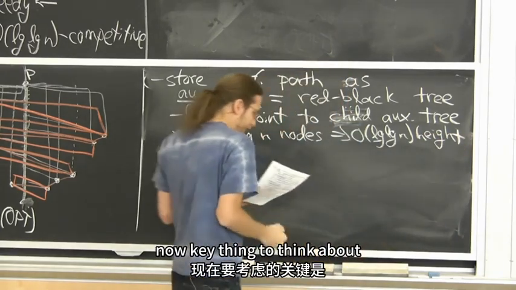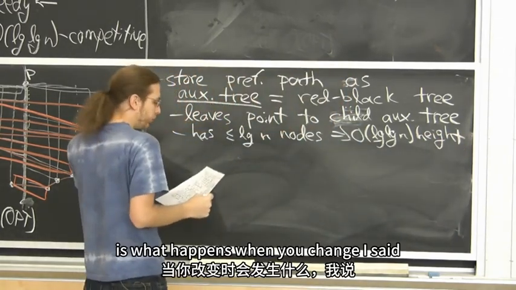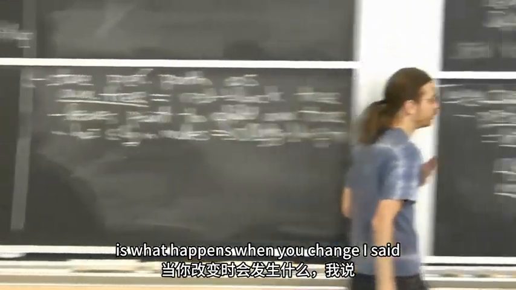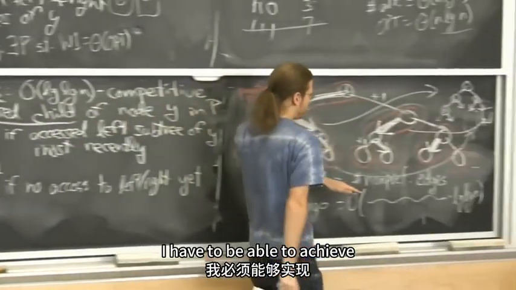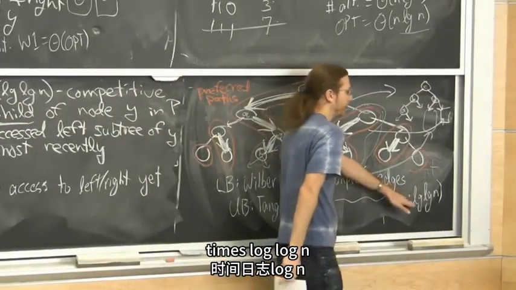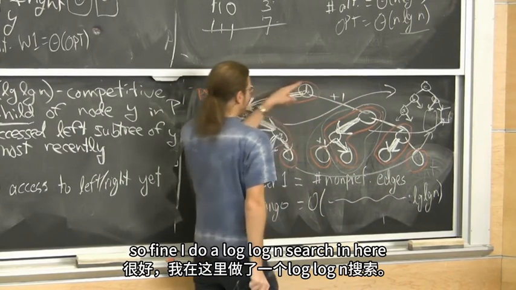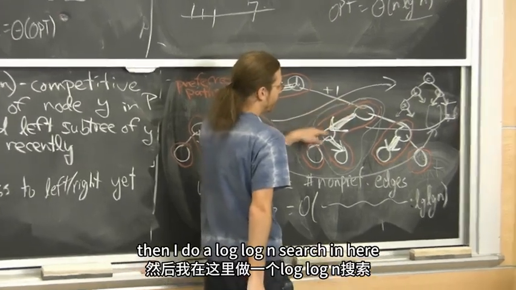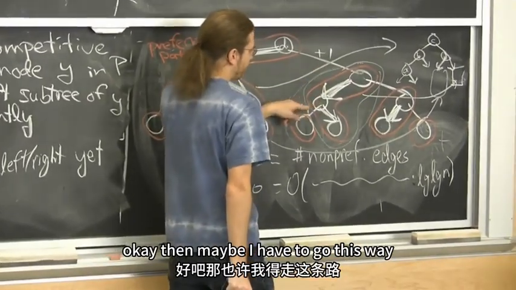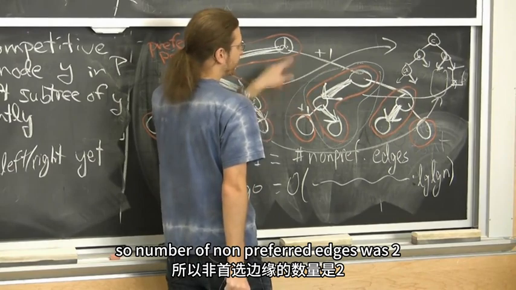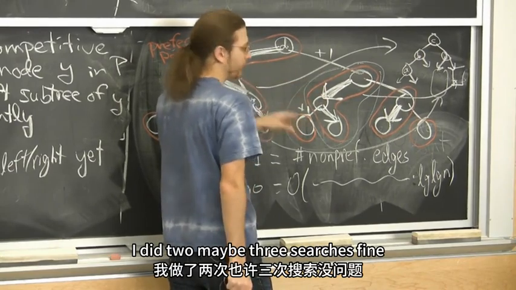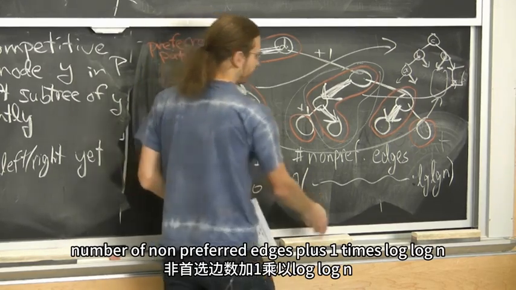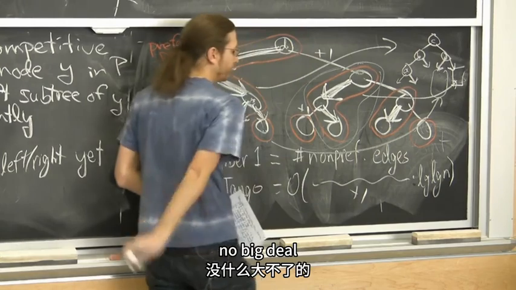Now, the key thing to think about is what happens when you change. I said I have to be able to achieve number of non-preferred edges times log n. So fine, I do a log n search in here. Maybe I decide I have to go off here. Then I do a log n search in here. Then maybe I have to go this way. So number of non-preferred edges was 2. I did 2, maybe 3 searches. Fine. It's going to be number of non-preferred edges plus 1 times log n. No big deal.